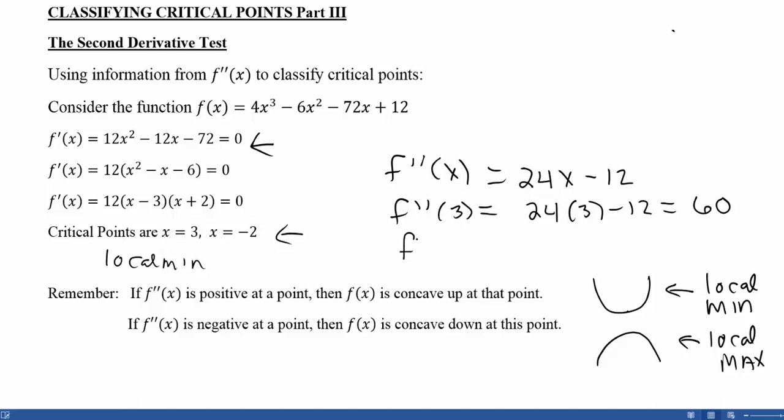Similarly, if we were to plug in negative 2 into our second derivative, we would get 24 times negative 2 minus 12, which would give us negative 60. If the second derivative is negative, we're going to be concave down at that point, and therefore negative 2 is going to be a local maximum.